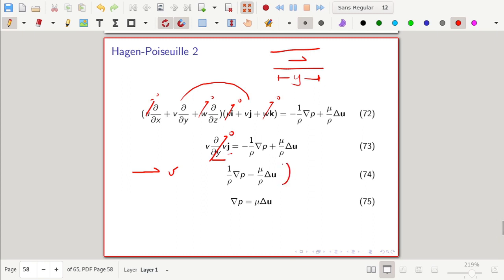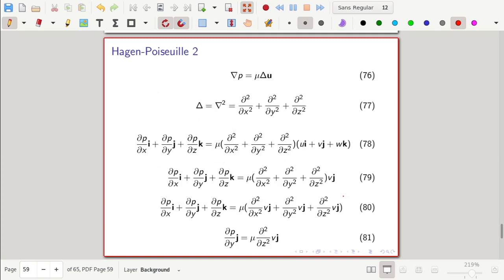We are left with the Stokes equation. The gradient of pressure field, 1 over rho times the gradient of the pressure field, is equal to the viscosity over the density, the Laplacian of the velocity field. In the end, those terms cancel, you can multiply by rho both sides, and we're left with the gradient of the pressure equals the viscosity times the Laplacian of the vector field. So this is a Stokes type equation that is useful for a lot of problems in fluid mechanics.